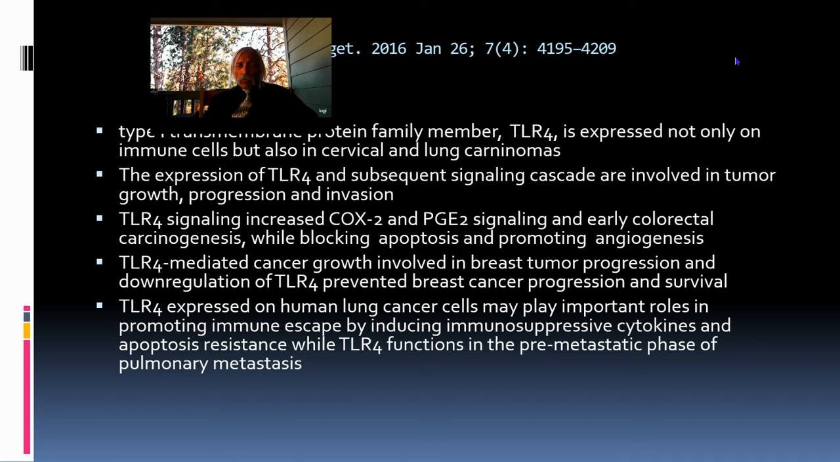Toll-like receptor 4 signaling increased a particular enzyme, COX-2. What is that? Cyclooxygenase isoform 2. And the product of cyclooxygenase is prostaglandin E2. Remember, that's an icosanoid, or sometimes a docosanoid.